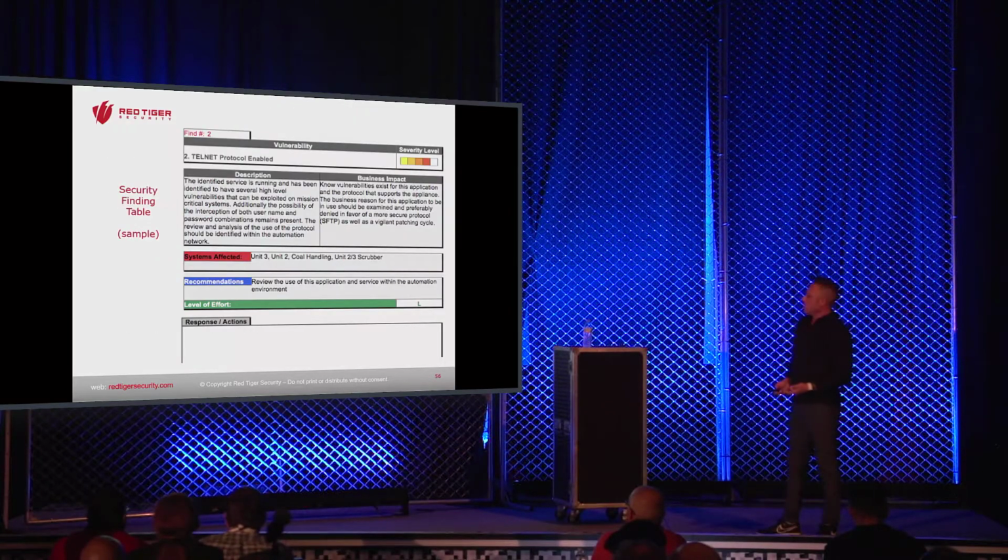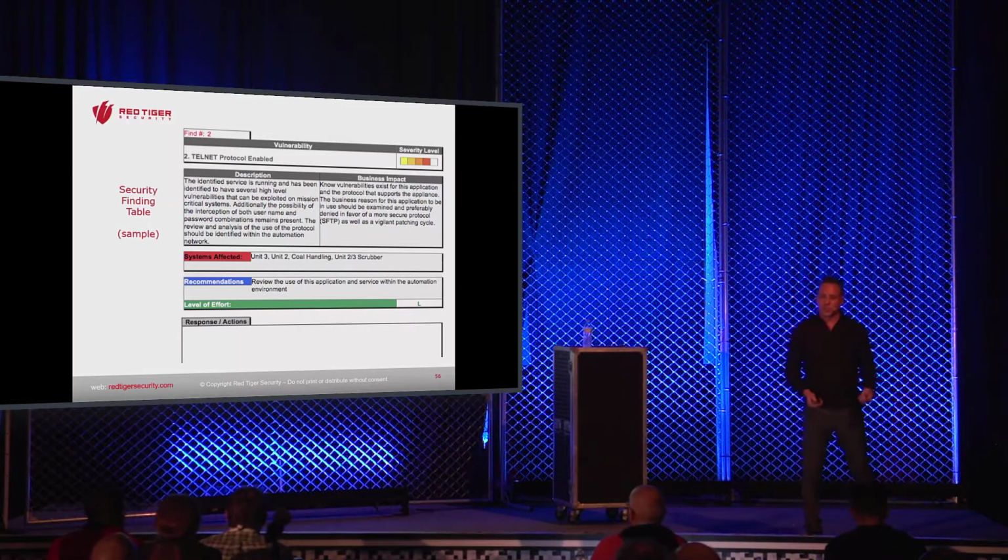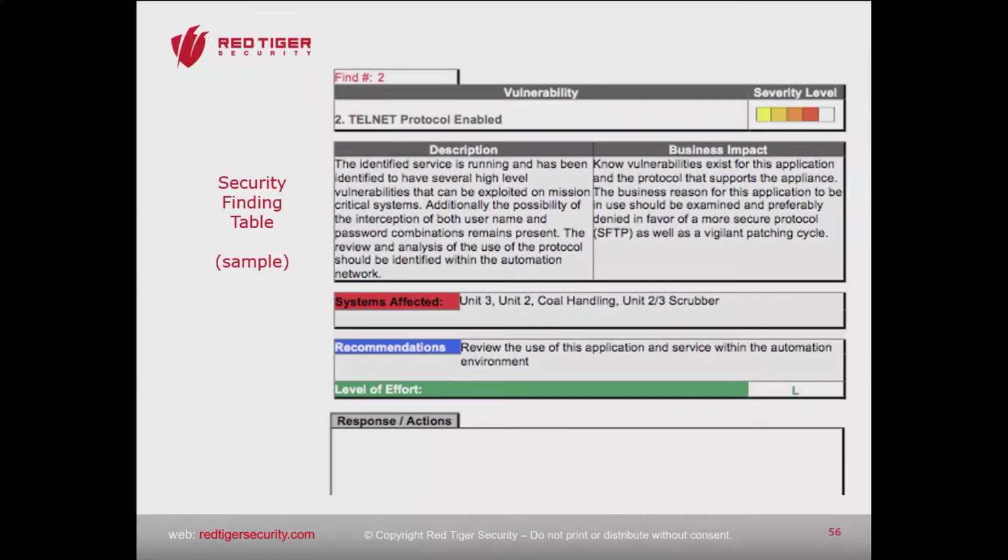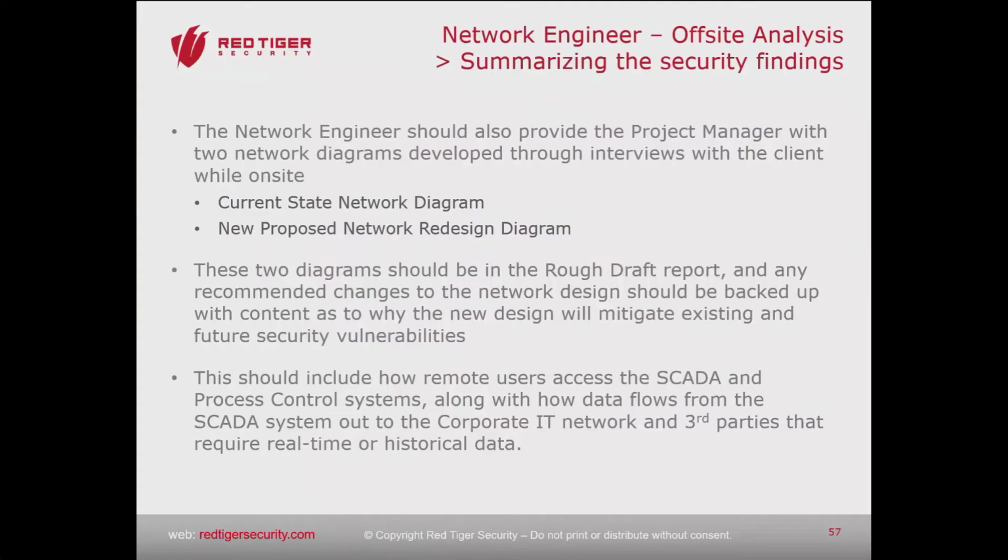And for each vulnerability or finding, we want to make sure that we break out what the vulnerability was, what the severity level is, what the description is, what the impact is, and what the systems affected are. We've got to make a vulnerability finding for each security finding that was discovered.